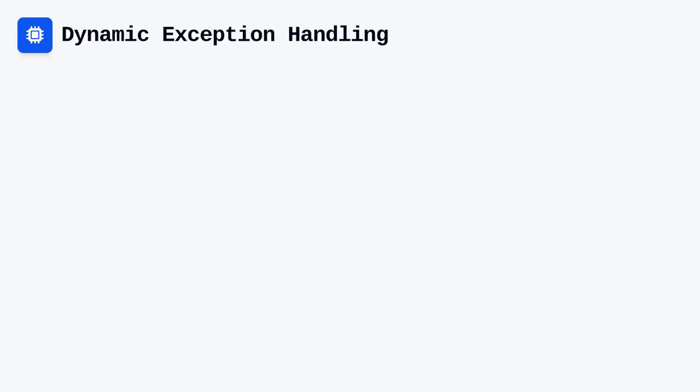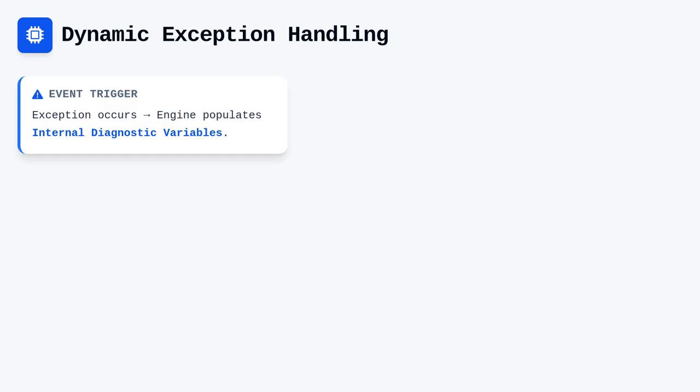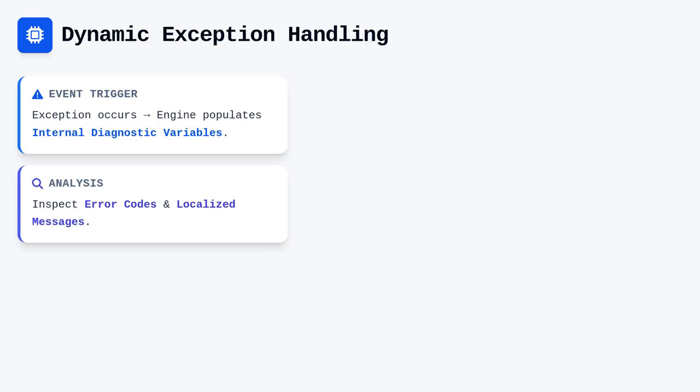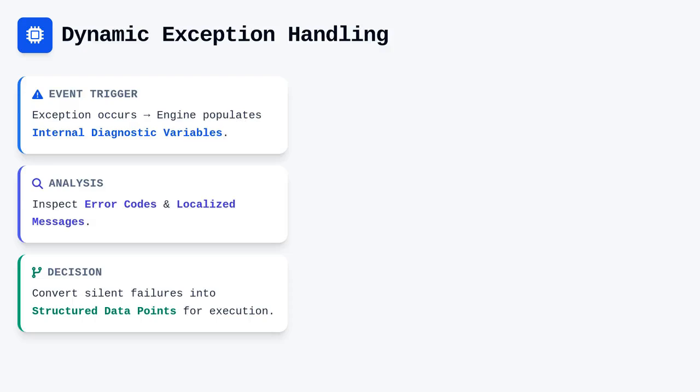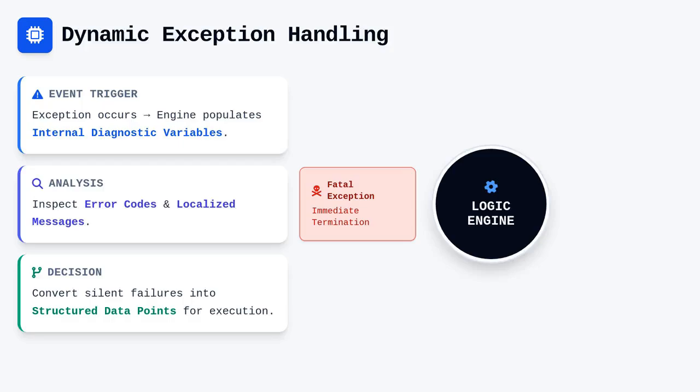To make these decisions effectively, you must utilize the specific error codes and localized error messages that the platform provides during an exception event. When a failure occurs, the engine populates internal variables containing detailed diagnostic information that you can inspect to pinpoint the underlying cause. Instead of treating every failure as a generic obstacle, you can create logic that evaluates the error code to decide whether a retry is appropriate or if immediate termination is required.